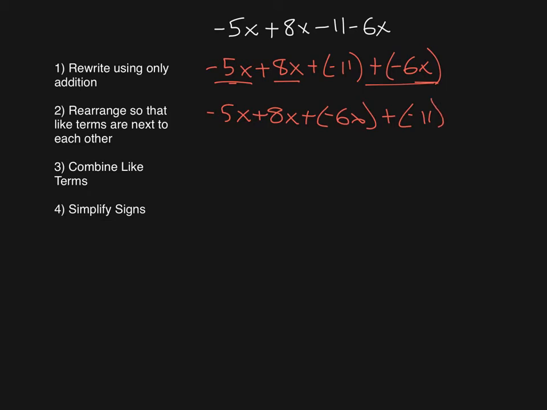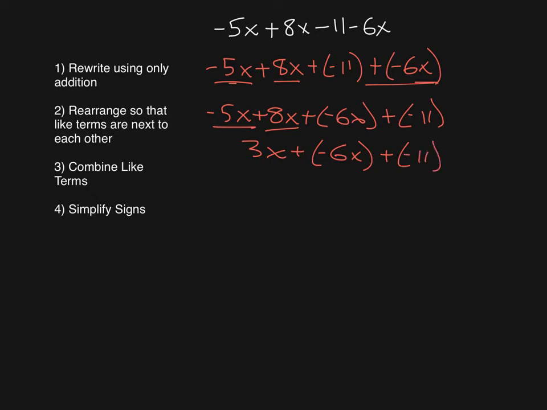Now, when I combine like terms, I'm just going to add together the terms that are like terms. I have negative 5x plus 8x, and then I have negative 6x here too, but I'm just going to do one step at a time. Negative 5x plus 8x, that's going to give me 3x plus negative 6x. Remember, order of operations, we always work left to right when we're doing addition.